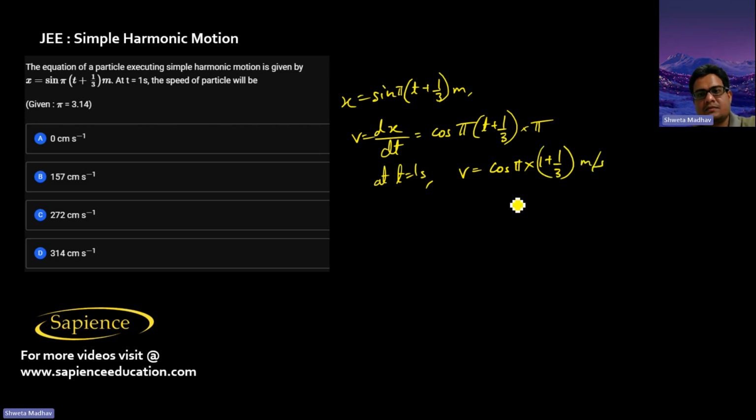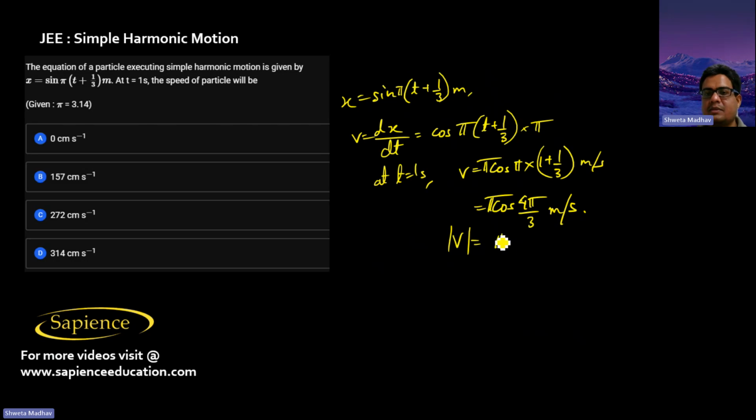Meter per second. So pi cos(pi into 1 plus 1 by 3), so pi cos(4 pi by 3) meter per second. So it is pi plus pi by 3. Pi plus theta means it is in the third quadrant, so it will be negative. We only need the speed, so the modulus will be taken.